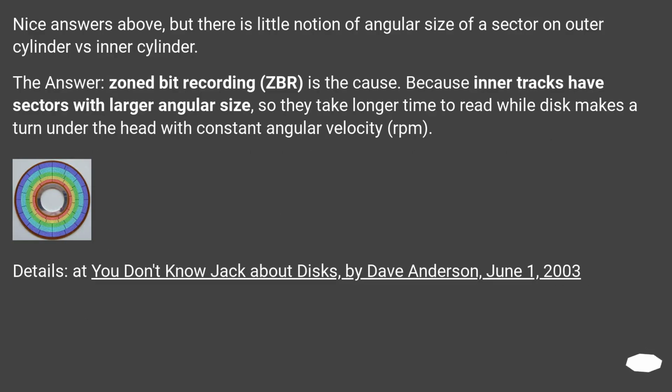Nice answers above, but there is little notion of angular size of a sector on outer cylinder versus inner cylinder. The answer, zone bit recording, ZBR, is the cause. Inner tracks have sectors with larger angular size, so they take longer time to read while the disk makes a turn under the head with constant angular velocity, RPM. Details at "You Don't Know Jack About Disks", by Dave Anderson, June 1, 2003.